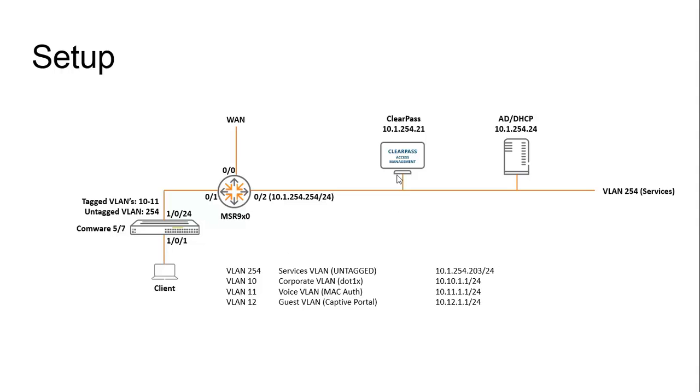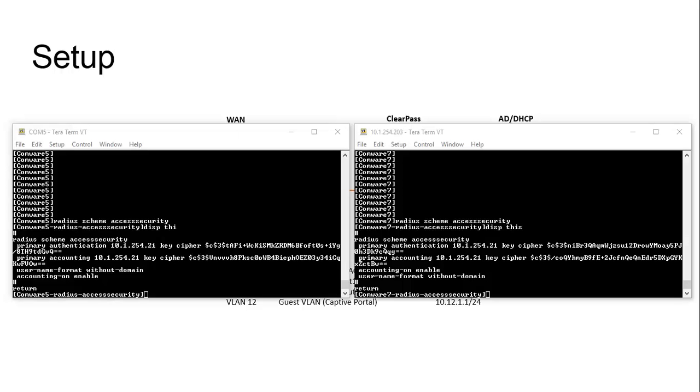What I'm going to show you is how to push the right VLAN and the right ACL to the switch upon successful authentication. The good thing about Comware 5 and Comware 7 is that the operating systems are very similar in terms of configuration, and that's also what I'm going to show you. So I've got on my left a telnet session to a Comware 5 switch, and on my right a telnet session to a Comware 7 switch.